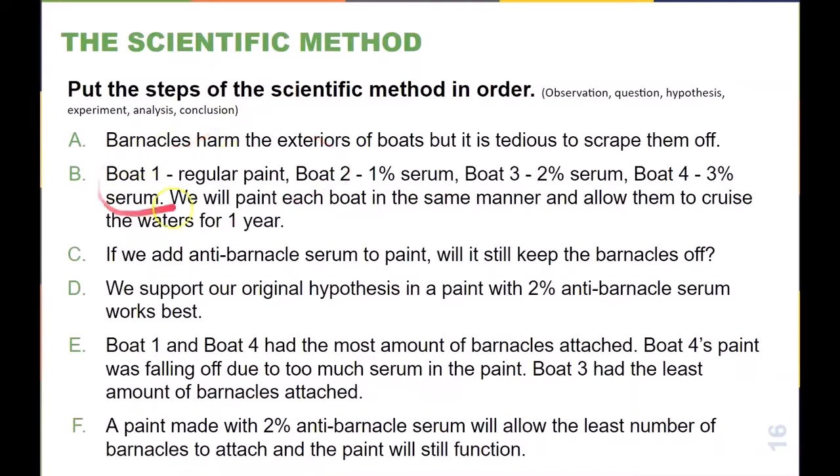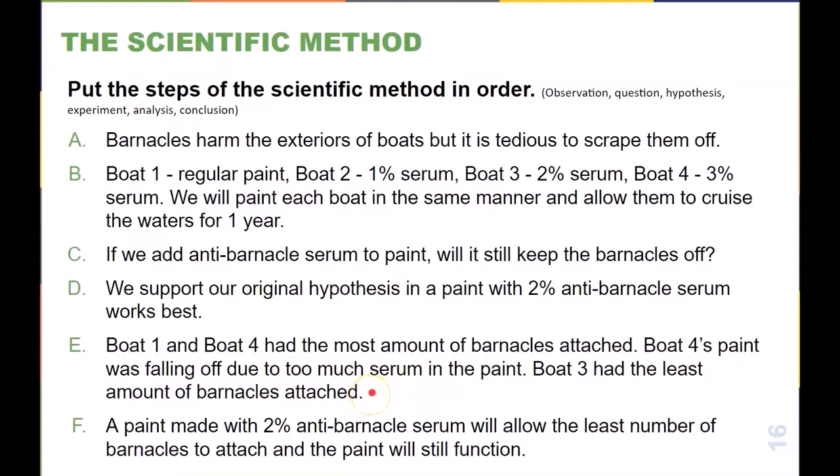So notice that during our experiment, we had our control group, boat 1, so it just had regular paint. So controls are really nice to be able to compare back to see if our independent variable, our experimental variable, is actually working. So boat 1 and 4 had the most amount of barnacles attached. Boat 4's paint was falling off, so we had too much serum in the paint. Boat 3 had the least amount of barnacles attached.